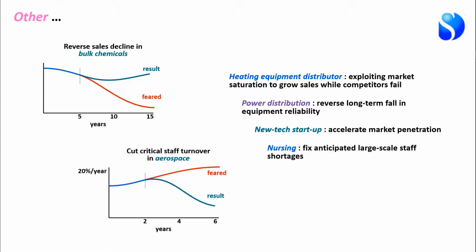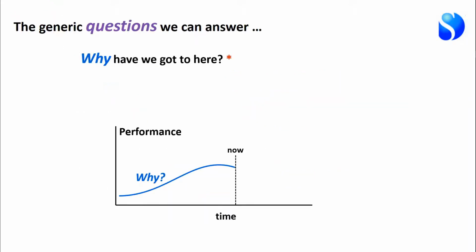This example looked at anticipated large-scale staff shortages in nursing, and this corporate law firm was really trying to kind of productize its services and hire different kinds of lawyers to support the rollout of these new services. In general, though, we are always looking at three common questions.